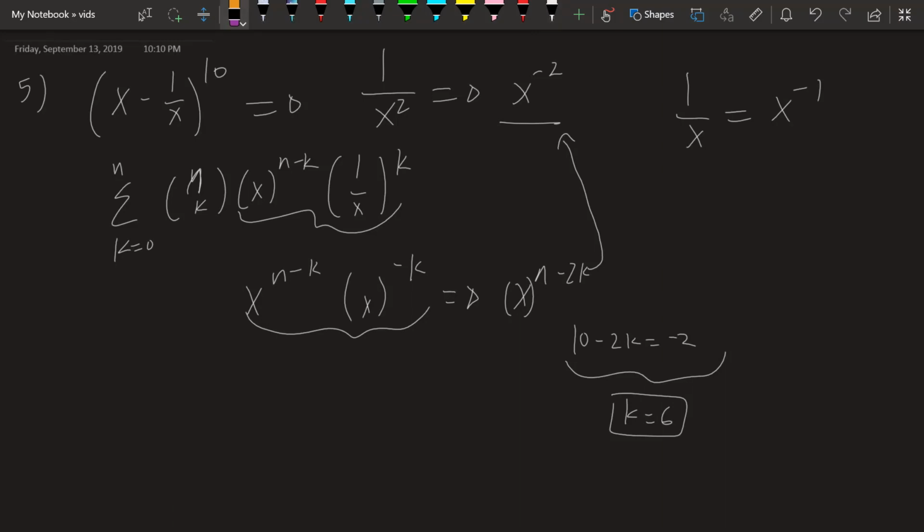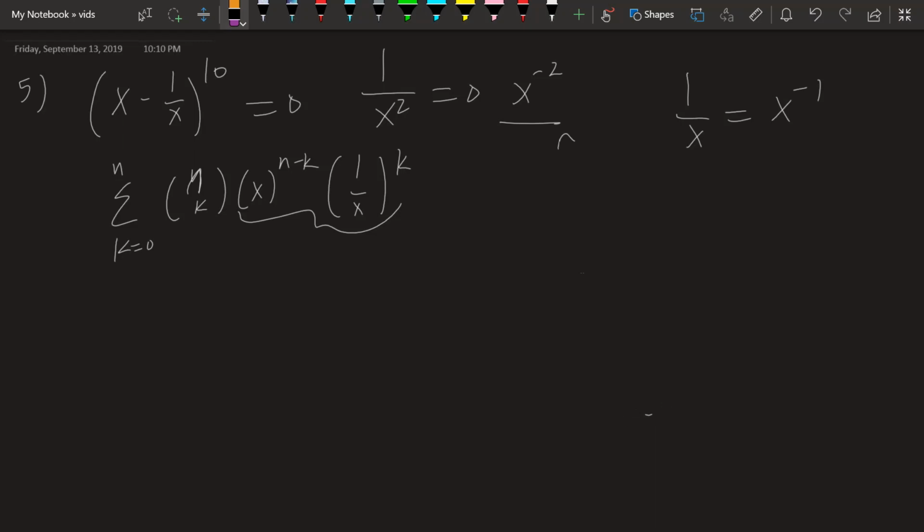So all we're going to do is, since we found k to be 6, we're just going to substitute k into the equation. Of course, we don't need sigma. We just need this because they want one expression. Okay, we're just going to substitute.